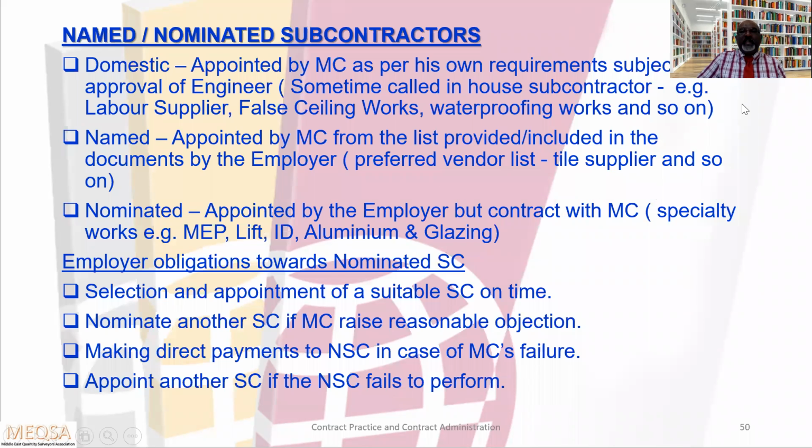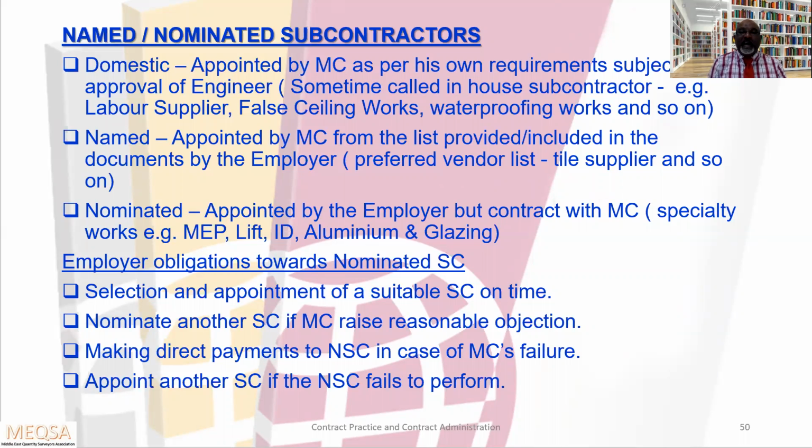Now let us move to the next chapter, named and nominated subcontractor. There are three types of contractors. The first is the domestic contractor or in-house contractor, appointed by the main contractor as per his own requirement, subject to the approval of the engineer. For example, labor supplier, false ceiling works, waterproofing works, and so on.